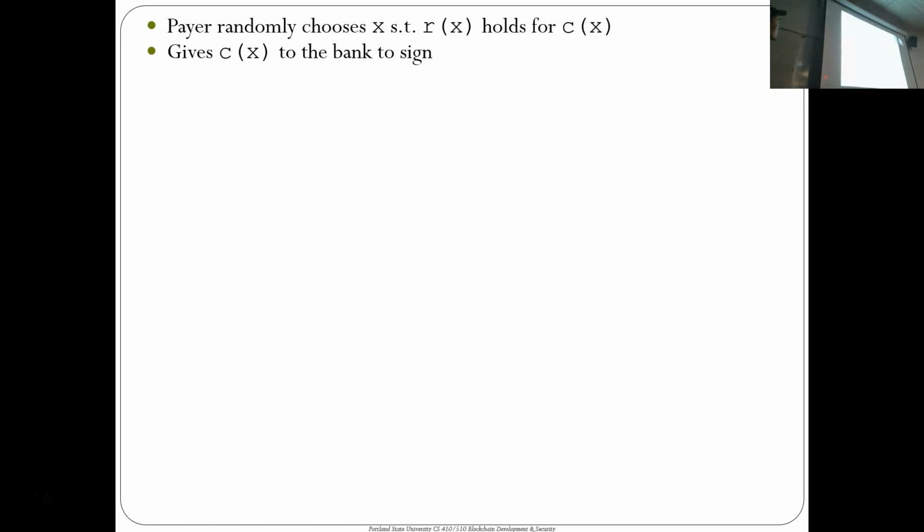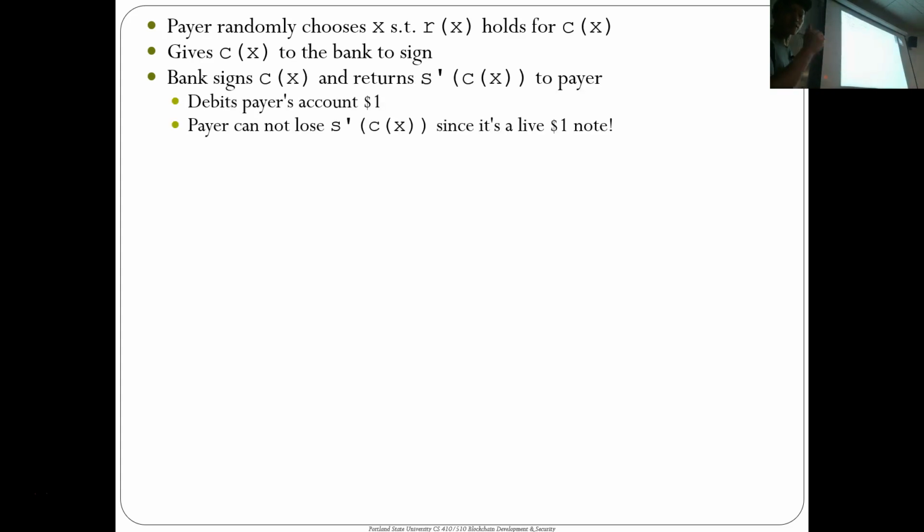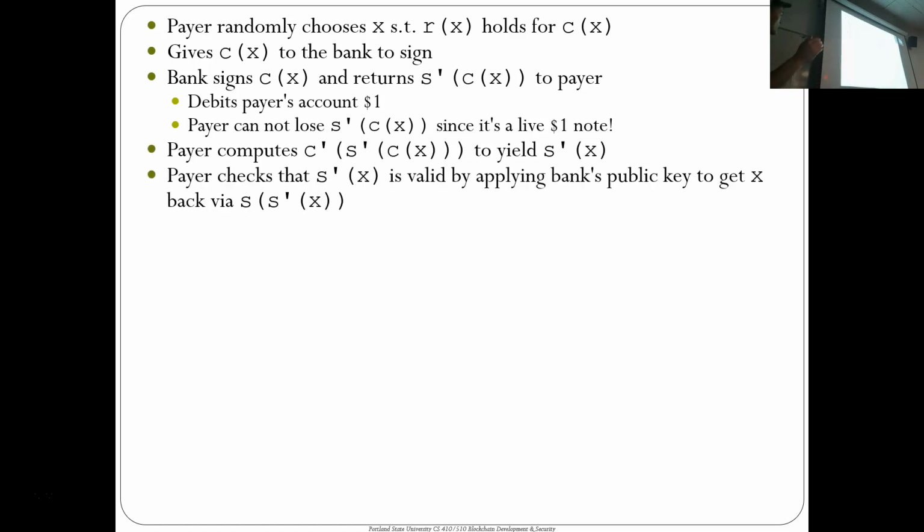Okay, so this is the process. The payer randomly chooses a note X such that the redundancy check holds for that particular blinding function, and then gives that blinded note to the bank to sign. The bank signs C of X and returns the signed version of this blinded note back to the payer, and then debits the payer's account $1. The payer needs to make sure it never loses that note, because that's a live $1 bill that it now has. When the payer wants to use this note, it'll unblind the note.